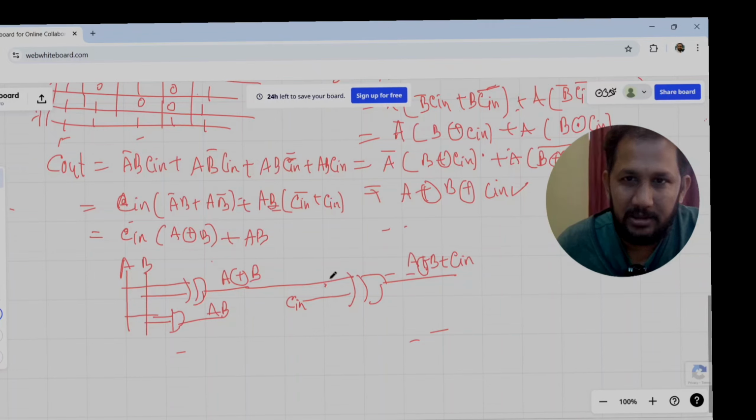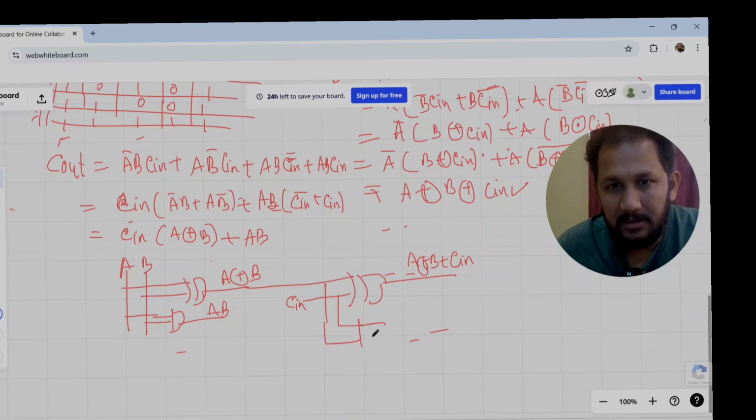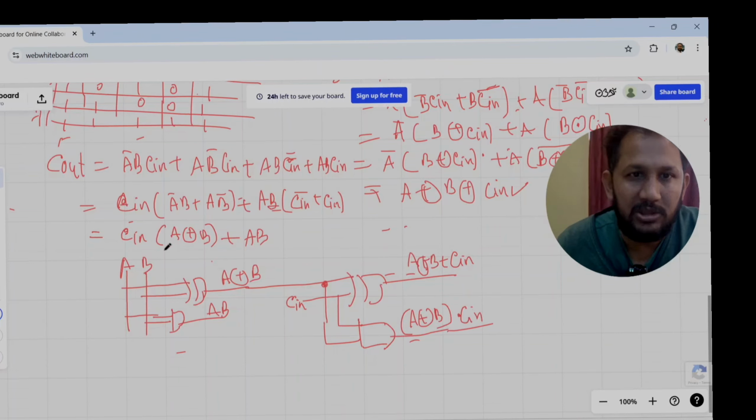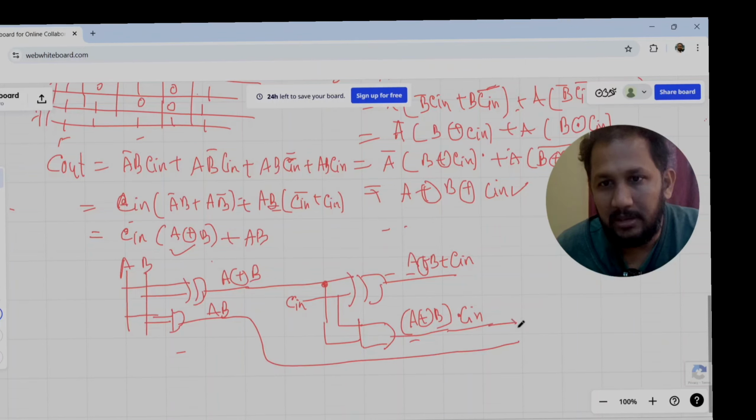Now we need to construct another AND gate for this half adder. This one is the AND gate. The output of this AND gate is A XOR B multiplied by C in. So this one is for C out: C in times A XOR B, and we need to add AB. These are added together and we get C out. There is an OR gate. This one is known as C out.